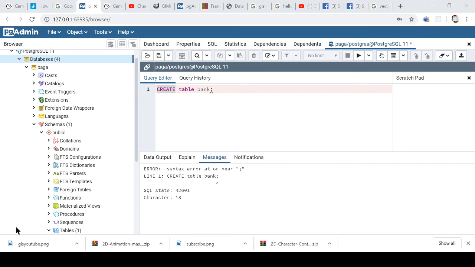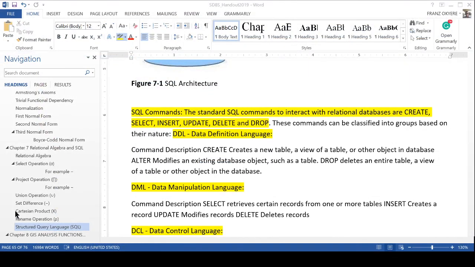We create tables, and we try to put in some special stuff and make it more interesting. So I will dedicate next week's lecture to that.